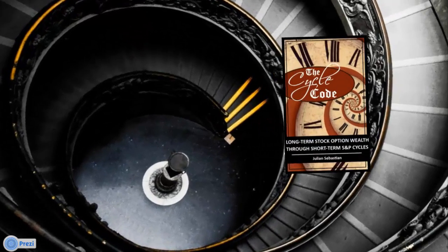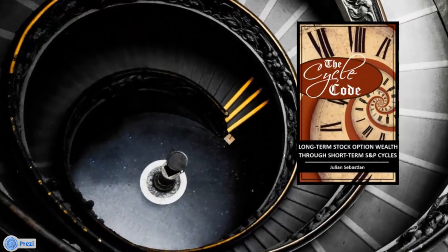I have a Juris Doctorate and am the author of the Cycle Code. Today we're going to make a presentation on the 1.793% price cycle of the S&P 500 on the hourly chart.